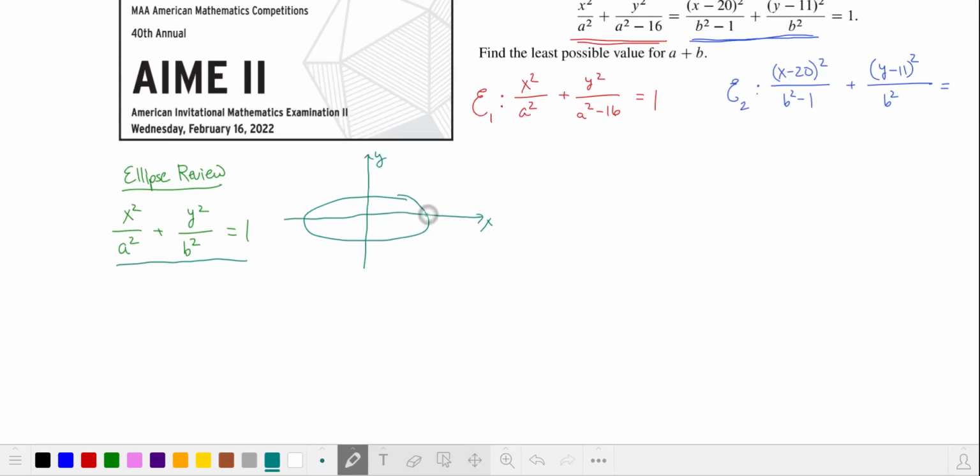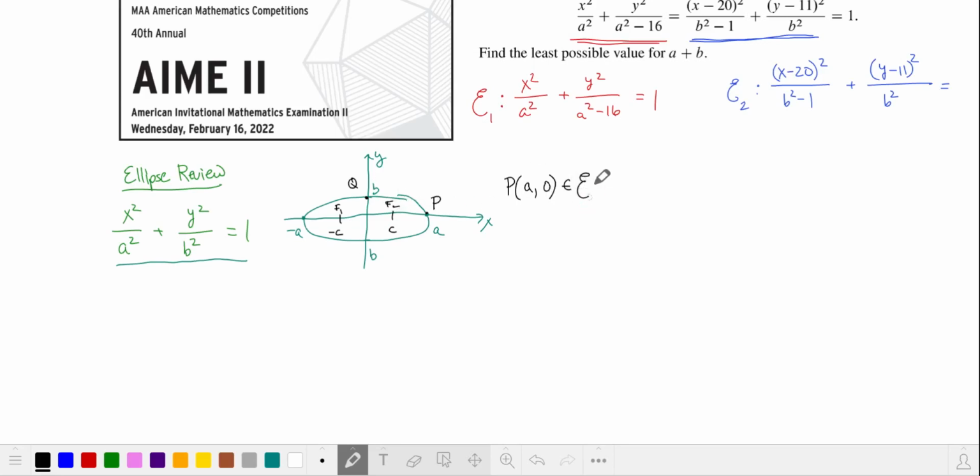When y is 0, x is equal to plus or minus a. When x is 0, y is equal to plus or minus b. So our axes have length 2a and 2b. We're often interested in the location of the foci of an ellipse and the relationship between a, b, and c.